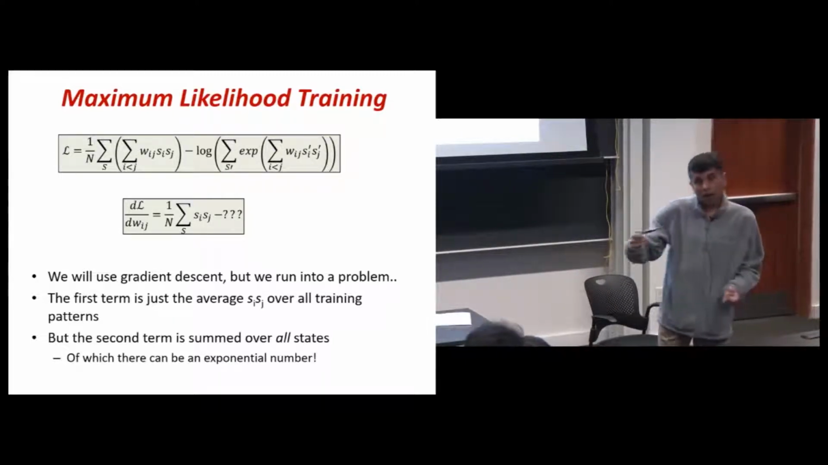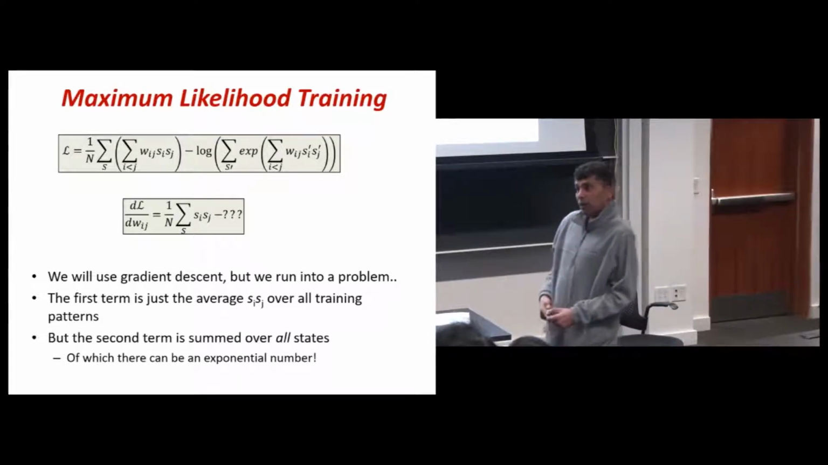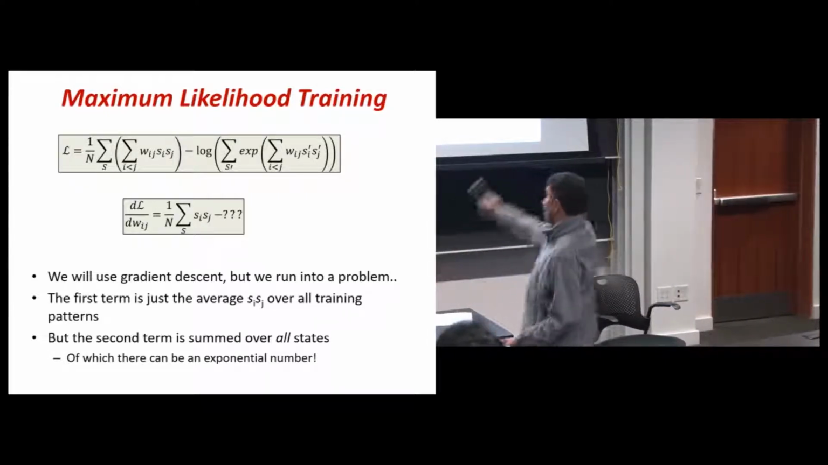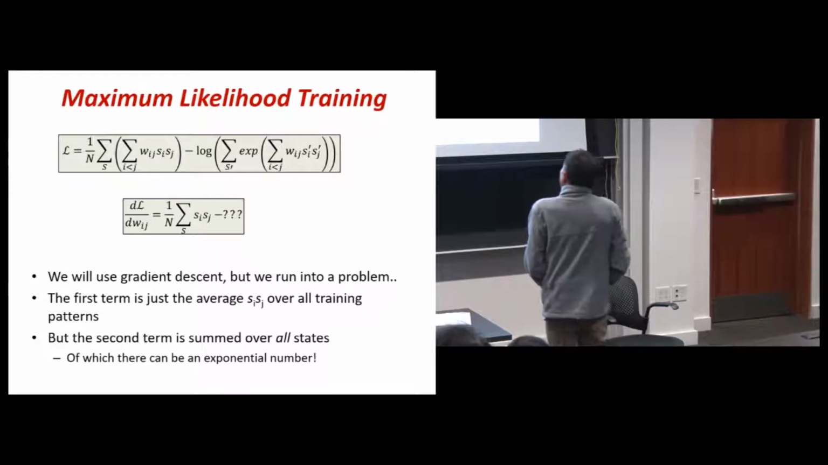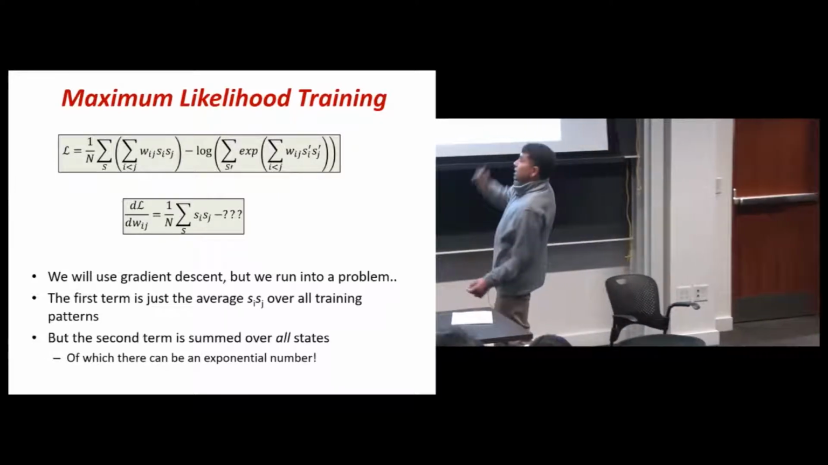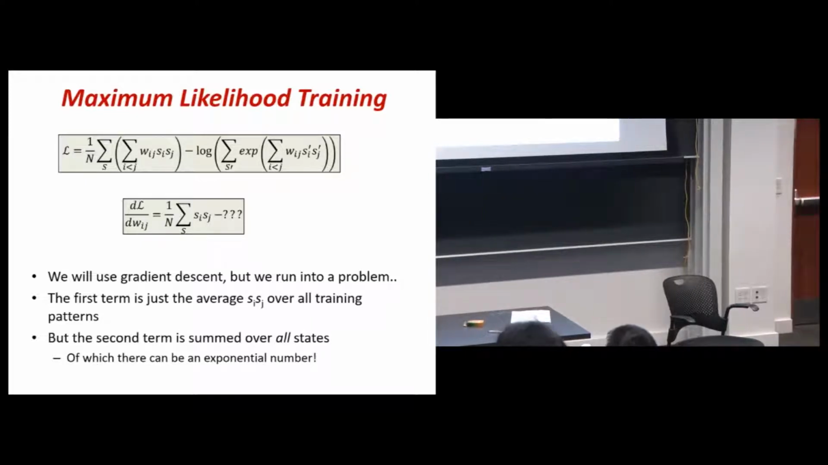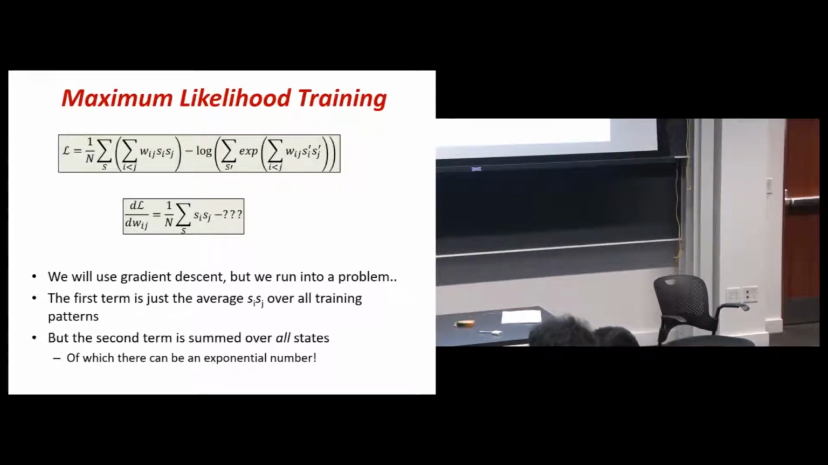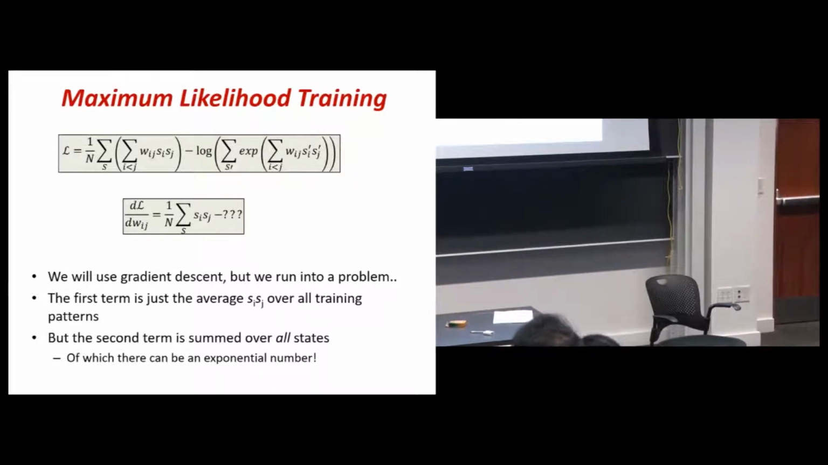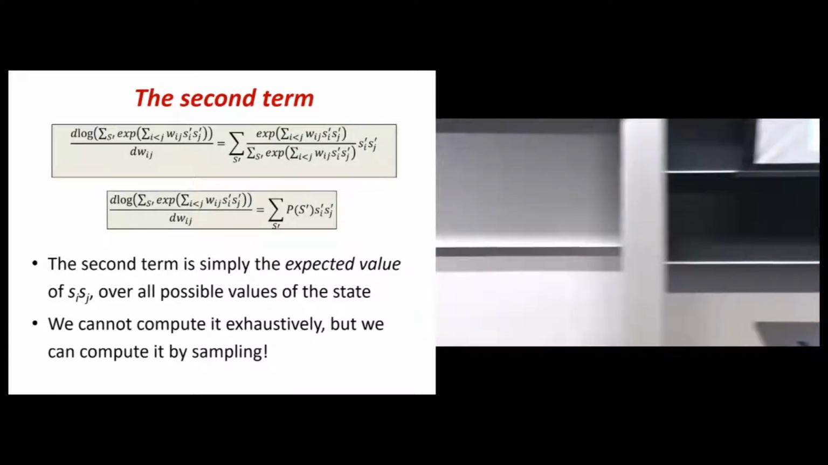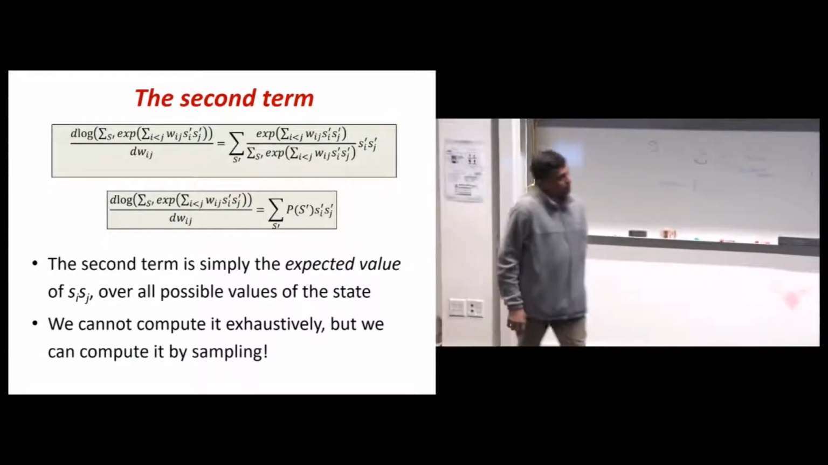It begins to look a whole lot like the Hebbian rule. The second term is the problem, because if you actually work out the second term explicitly, you're going to end up with the derivative of an exponential sum. But let's actually try to work it out. So here is the second term.